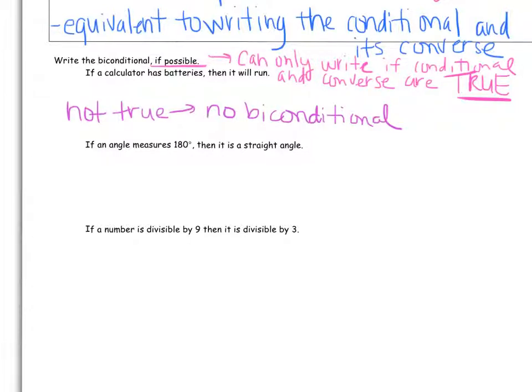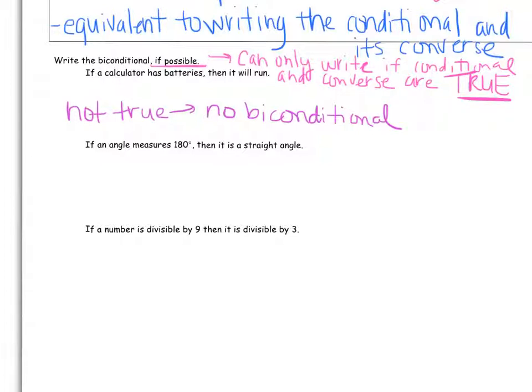All right, second statement. If an angle measures 180 degrees, then it is a straight angle. Is that true or false? True. So our conditional statement is true. We still need to think about the converse. So the converse would be, if an angle is a straight angle, then it measures 180 degrees. Is that true? Yeah. Okay. Our original is true. Our converse is true.